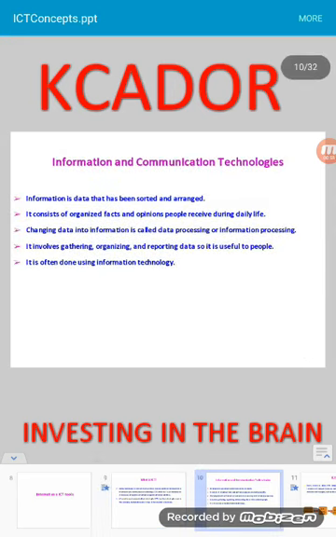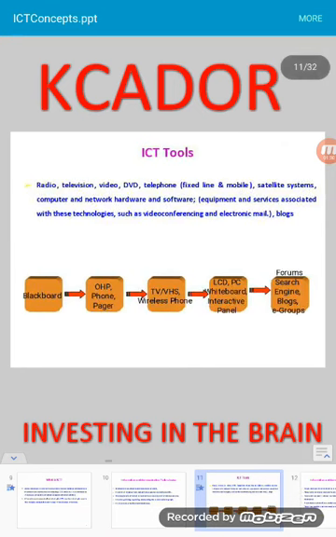Now, information is data that has been stored and arranged. It consists of organized facts and opinions people receive during daily life. Changing data into information is called data processing and information processing. It involves gathering, organizing, and reporting data so it is useful to people. It is often done using information technology.